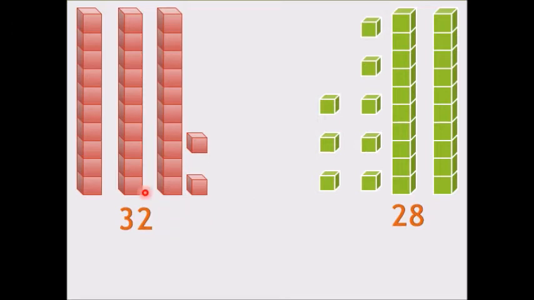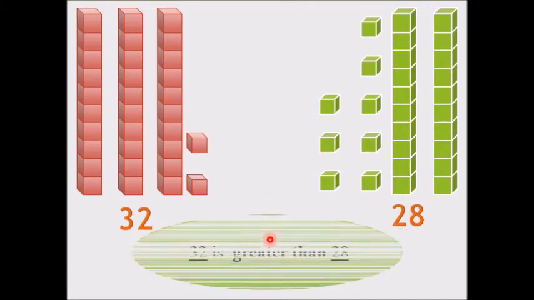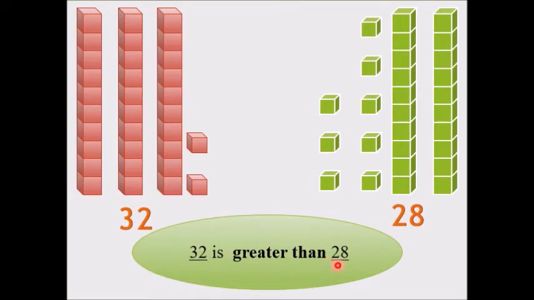32 has 3 tens and 2 ones. 28 has 2 tens and 8 ones. We must compare the tens to know which number is greater. 3 tens is more than 2 tens, so 32 has more tens than 28. 32 is greater than 28. You do not need to compare the ones. Because the number of tens is different, it's enough to tell you which number is greater.